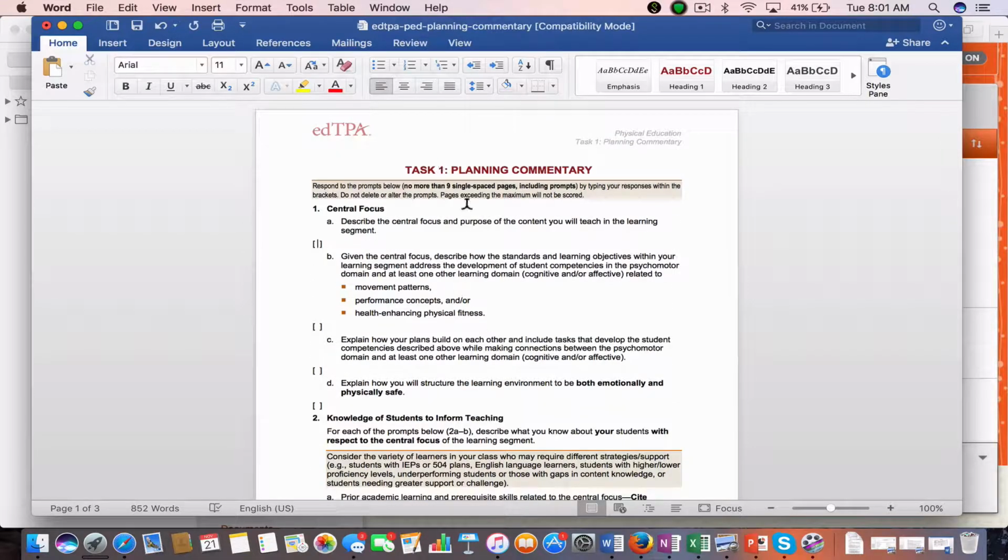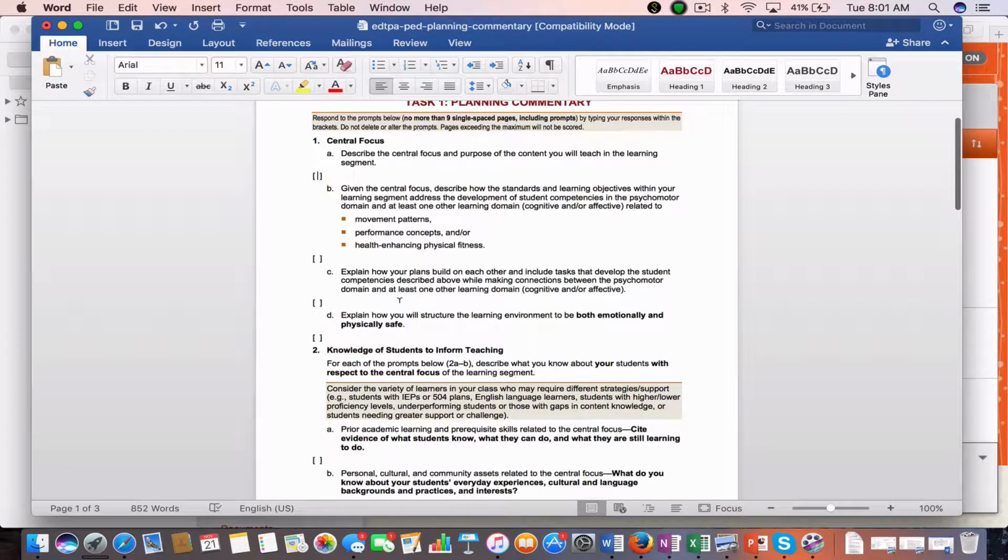Now, everything that you need to do for Task 1, you have already done. You're going to find the information for Task 1 in your ETWS Tasks 2, 3, and 4. So you've revised those, you've had some feedback on them, and now what you're going to be doing is copying and pasting. So we're going to go through these. For physical education, all the questions are pretty much the same. I'll show you where there are going to be differences.